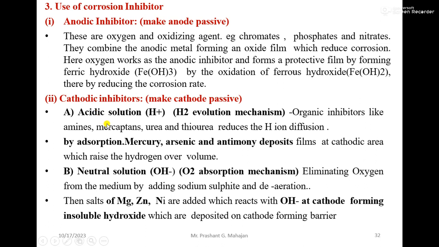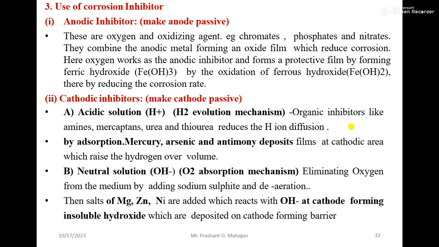First, in the case of H+ evolution, we know that it is taking place due to an acidic environment. So organic inhibitors like amines, mercaptans, urea and thiourea reduce the diffusion of H+. Due to the addition of amines, that H+ diffusion is reduced. Then second, we are going to add mercury, arsenic and antimony that will deposit on the cathode. That means there will be no demand of electrons by the cathode.